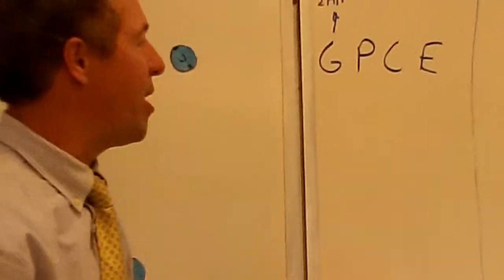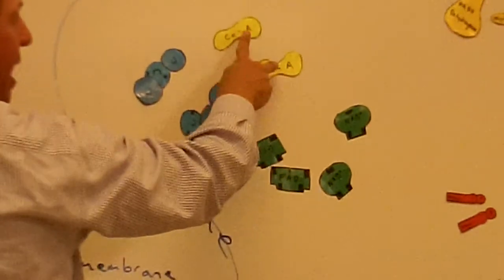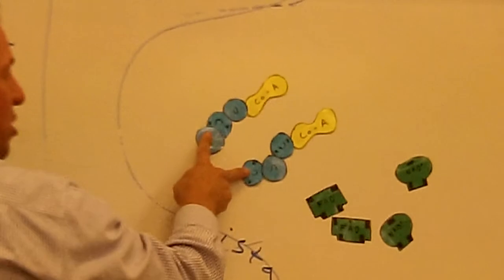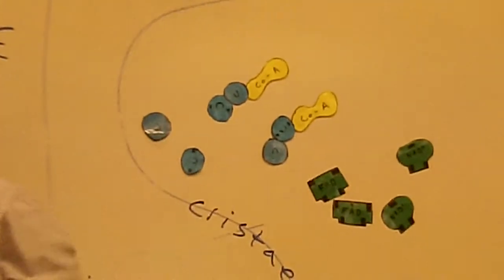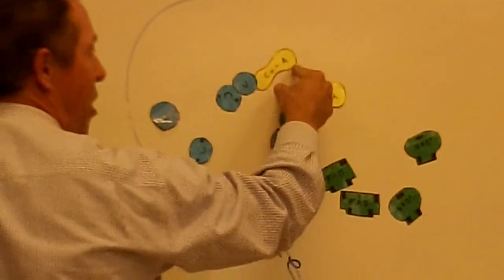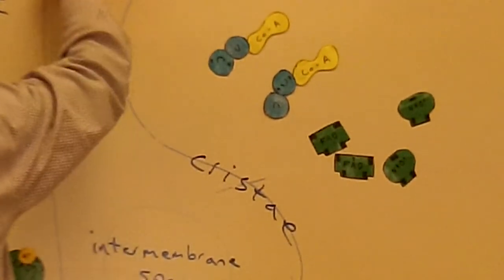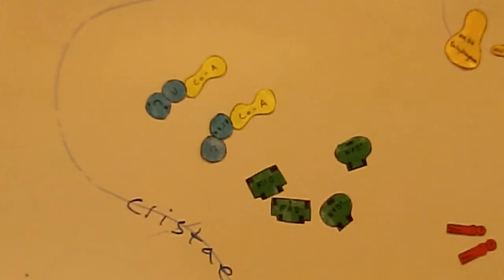The preparatory reaction combines the 2 pyruvates with a special molecule called CoA. And when they combine, Acetyl-CoA, 2 of the carbons come off. And we end up with acetyl-CoA and 2 carbon dioxides, which just float away. That's some of the carbon dioxide given off in respiration.